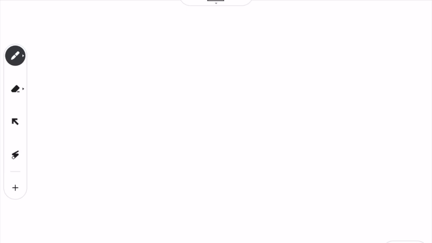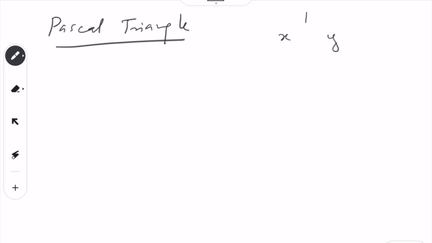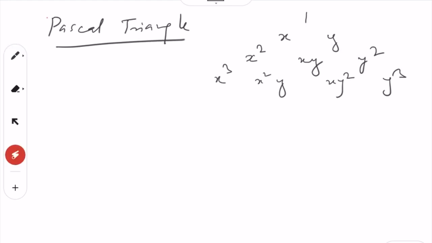What happens in this case? Well, we can also have a similar thing here, something called the Pascal triangle. So you have a 1, then you have x, then y, and then we have x square, xy, y square terms there, then you can have the x cube term, then x square y term, then x y square, then y cube term and so on.